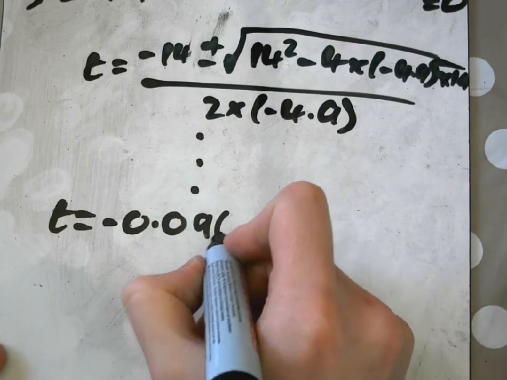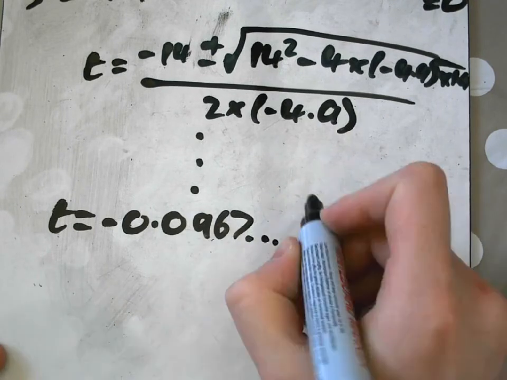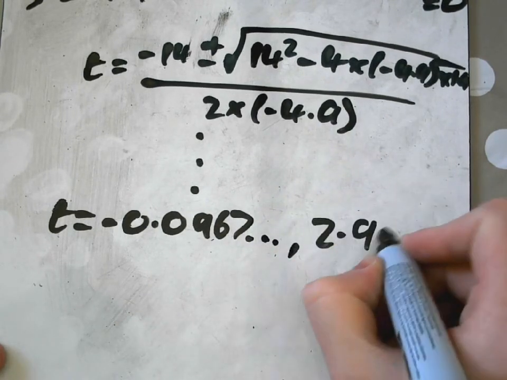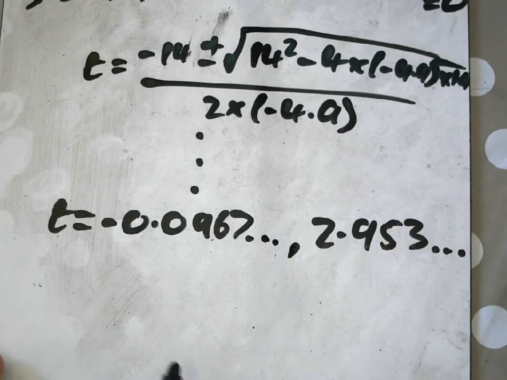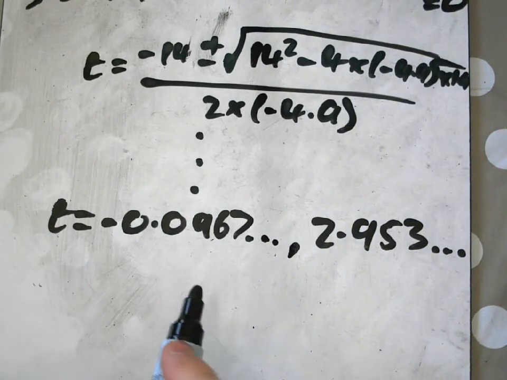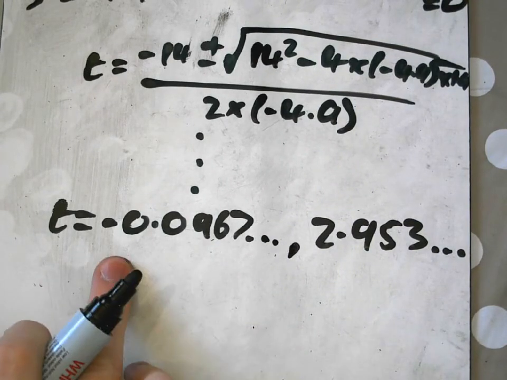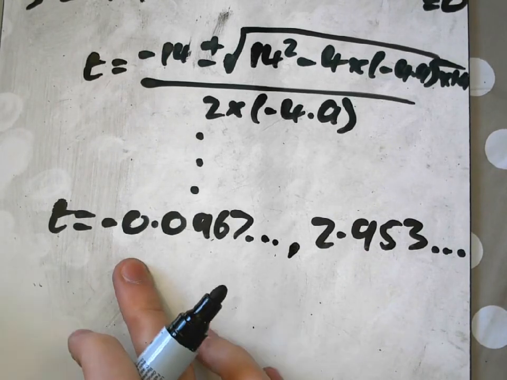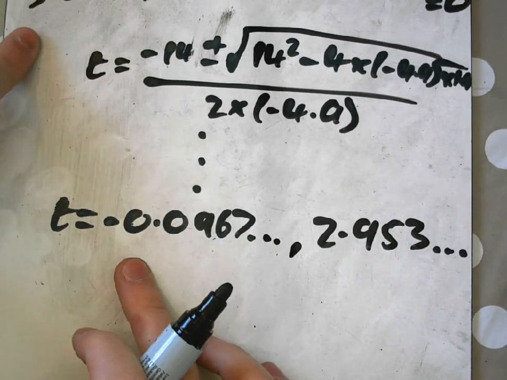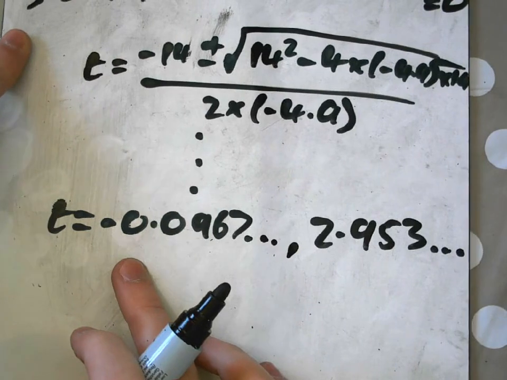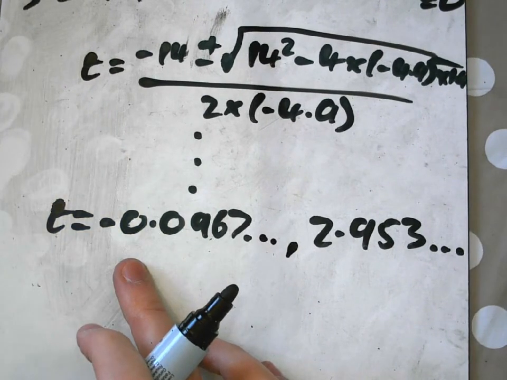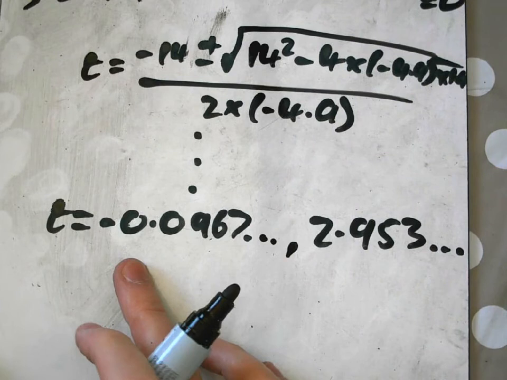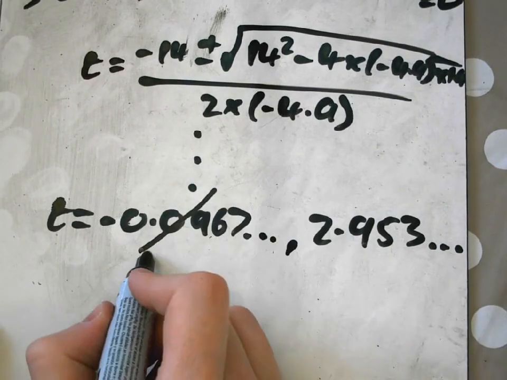What we end up with are our t values as negative 0.0967 and 2.953. Now, obviously, because we're dealing with time, we don't really want that negative. If you think about it, if we were just tracking this, the time at which the height of the stone would be 0 would be before you threw it. So if we're purely assuming this acceleration due to Earth's gravity, the mathematical model gives us this.